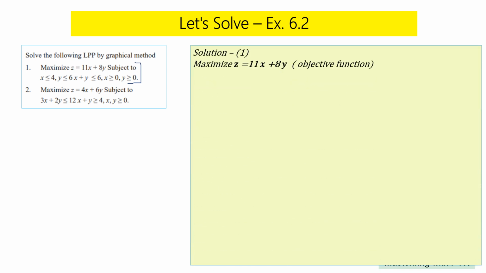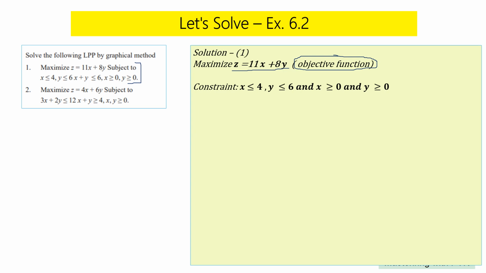Let's start with the given facts. We have to maximize z given by 11x plus 8y. This is the objective function. Our objective function is to maximize. Constraints, or subject to. We are using different words so that in your MCQ you should be able to recollect. Constraints means limitations, boundaries.